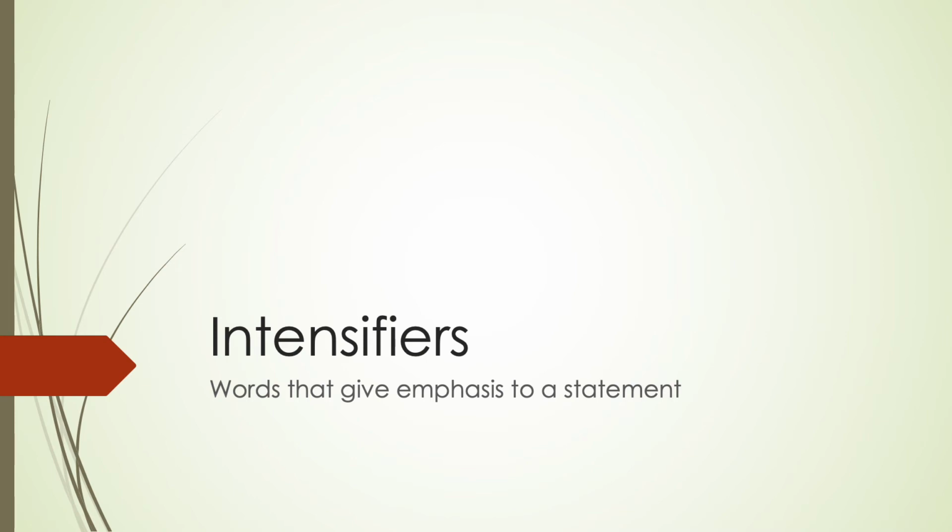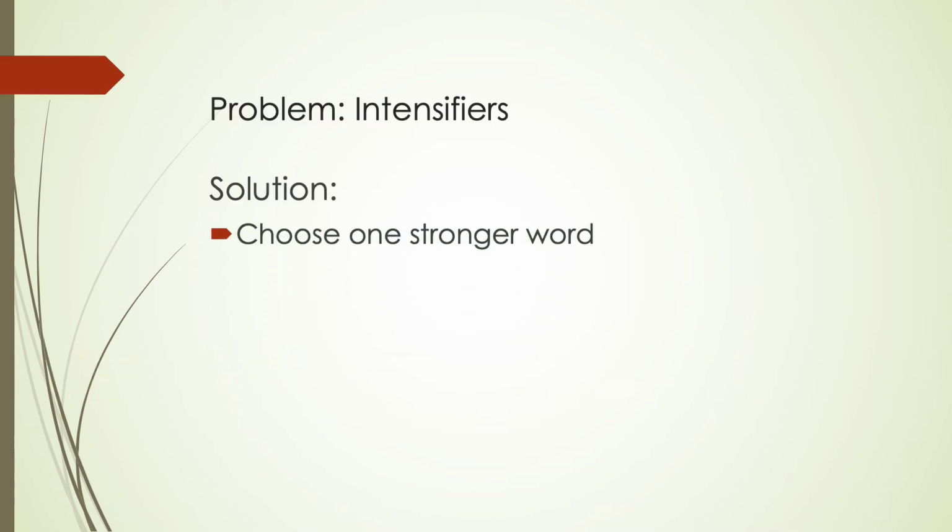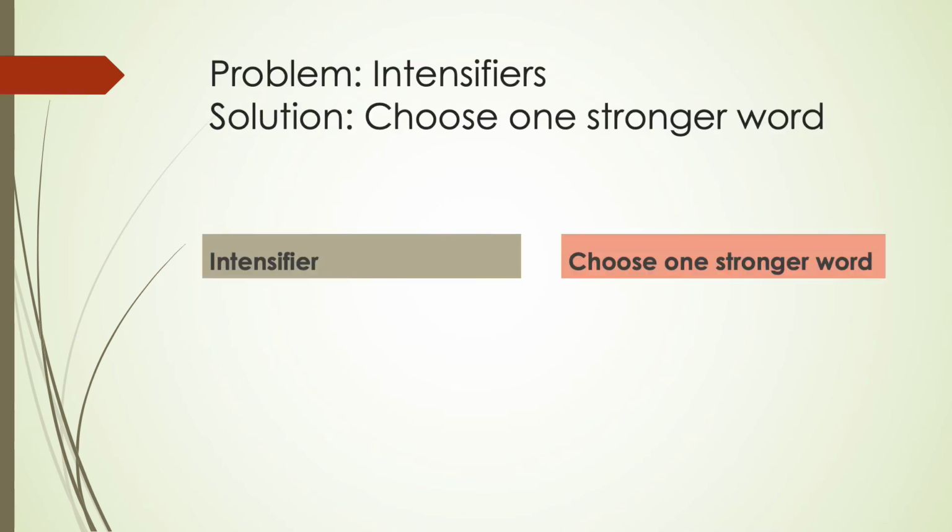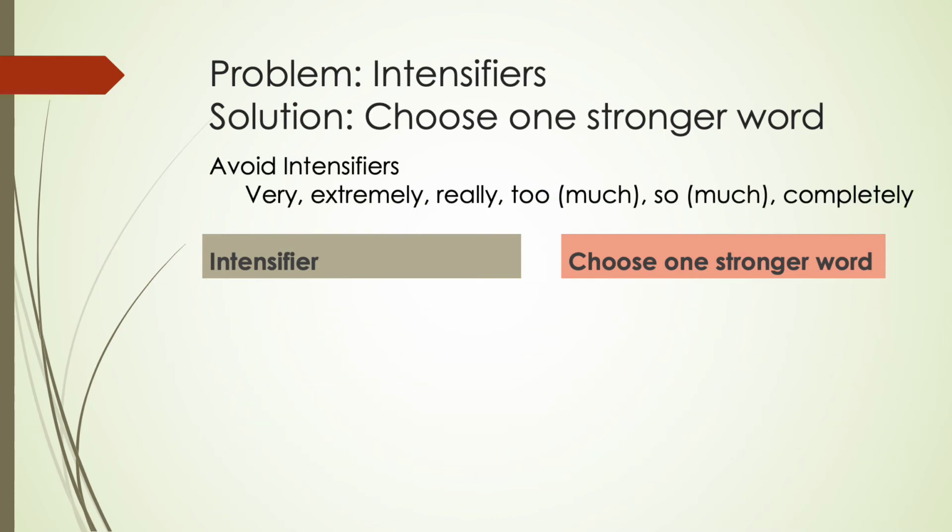Our last common problem we'll discuss is intensifiers. Intensifiers are words that give emphasis to a statement. So the solution is to choose one stronger word. So let's take a look at what intensifiers are so we can avoid them. They're words like very, extremely, really, too much, so much, completely. So on the left, we have our intensifier, and then on the right, we can choose the one stronger word to fit our meaning. So extremely important.